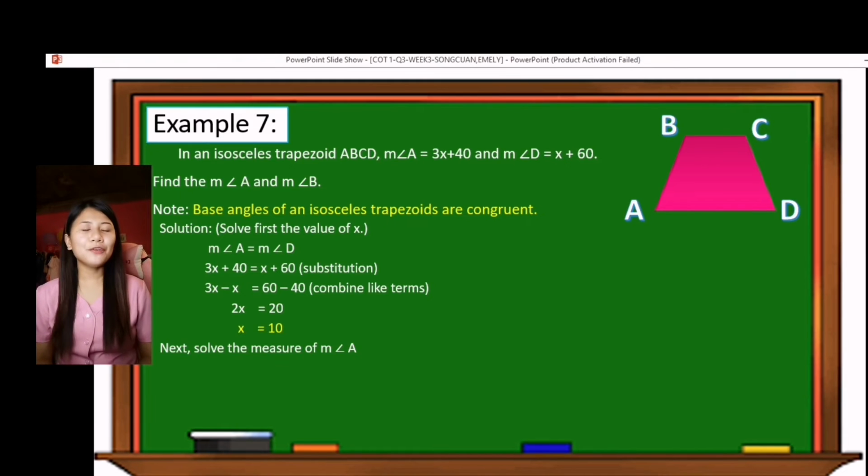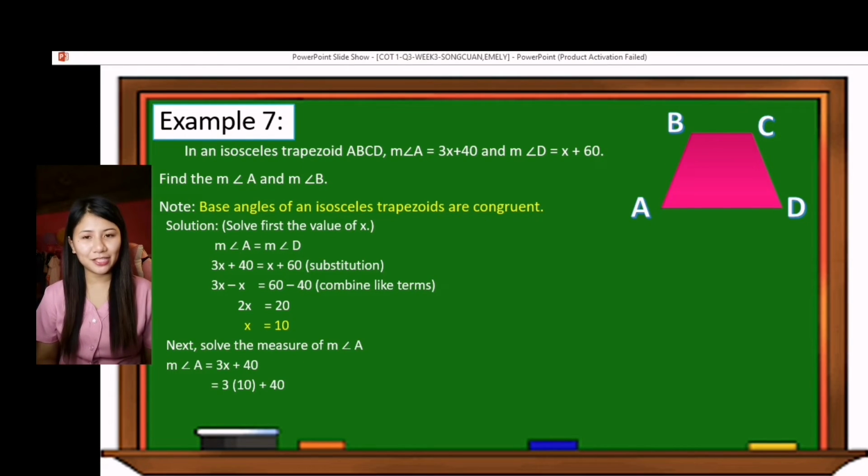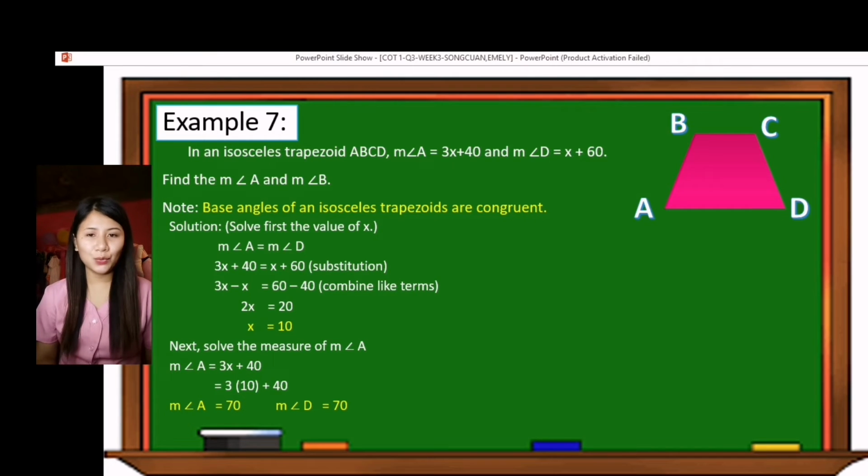Next, let us solve for the measure of angle A. Since we have the value of x, the measure of angle A is equal to 3x plus 40. Let us substitute the value of x, which is 10. So we have 3 times 10, that is 30, plus 40 equals 70. So the measure of angle A now is equal to 70. What do you think would be the measure of angle D? Okay, correct. The measure of angle D now is also 70.